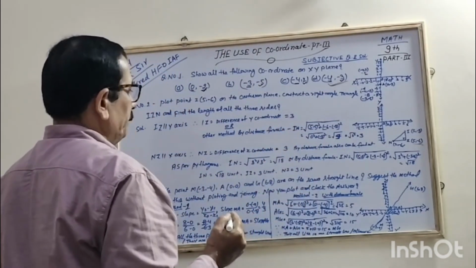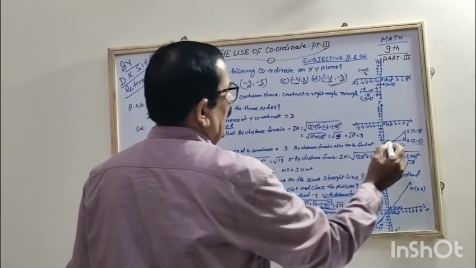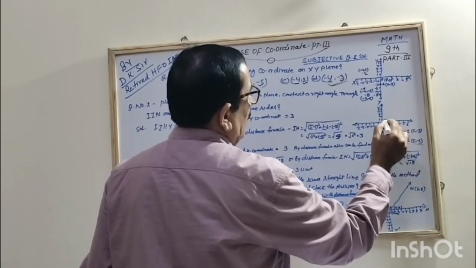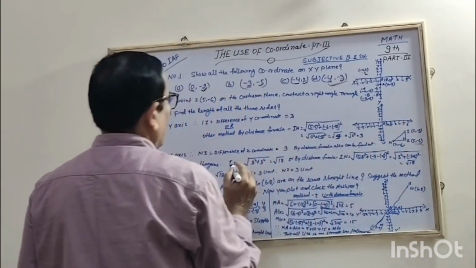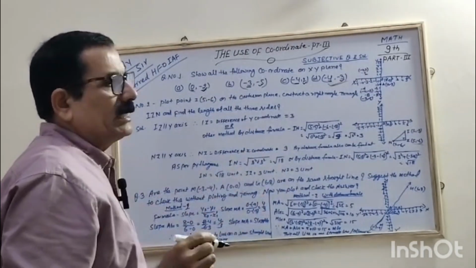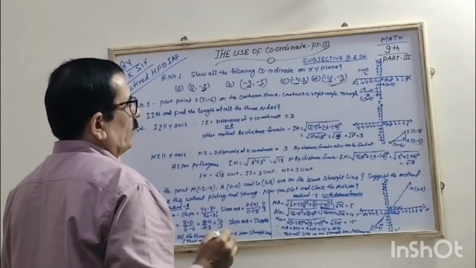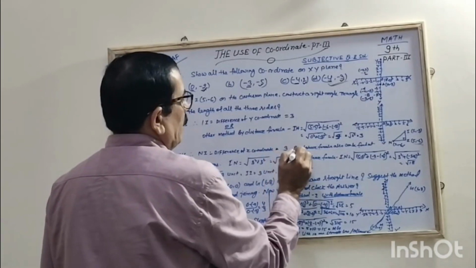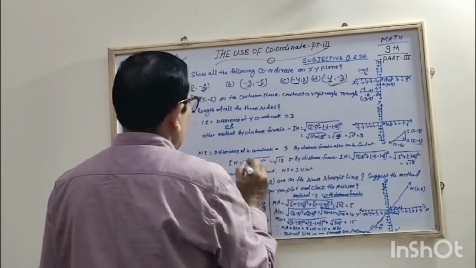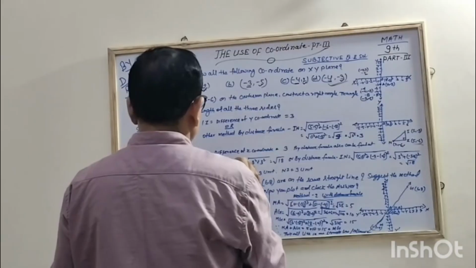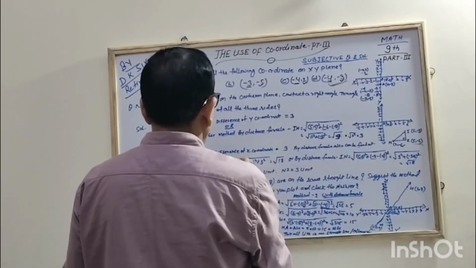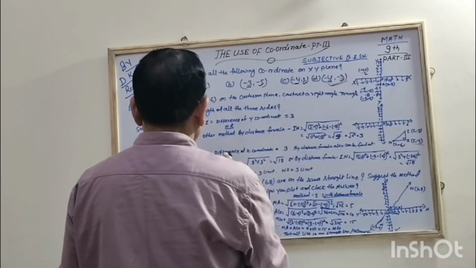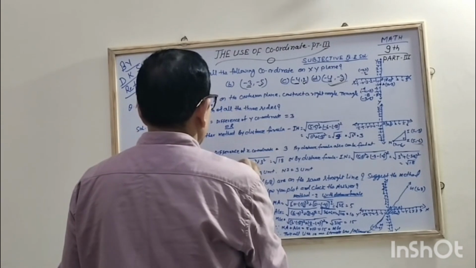Next, we will see NJ. The NJ line is parallel to the y-axis. So the difference of the x coordinates will be the length of the line. Here the x coordinate difference gives us 3. By the distance formula also we can find out NJ.